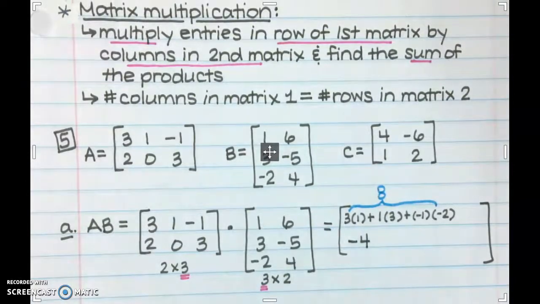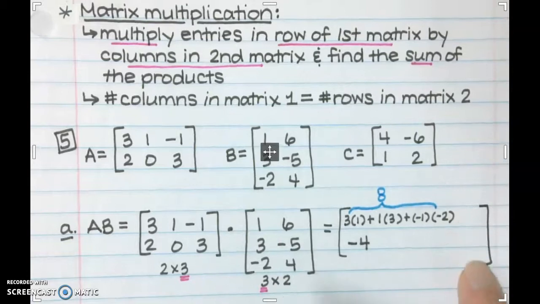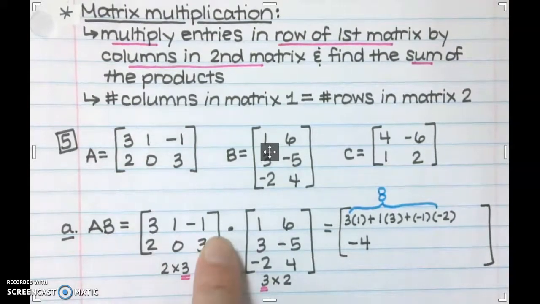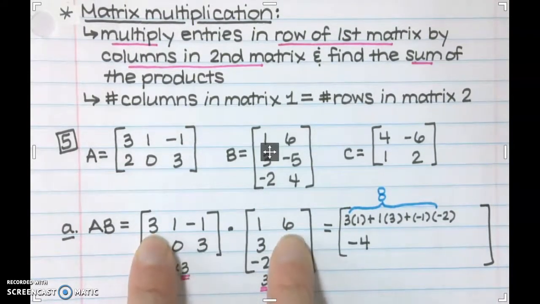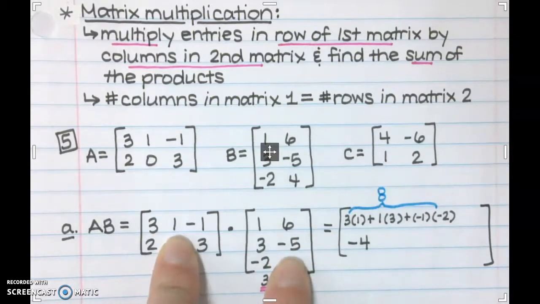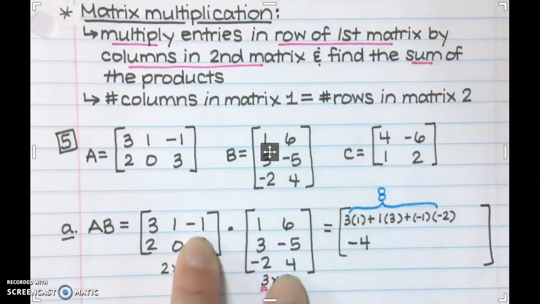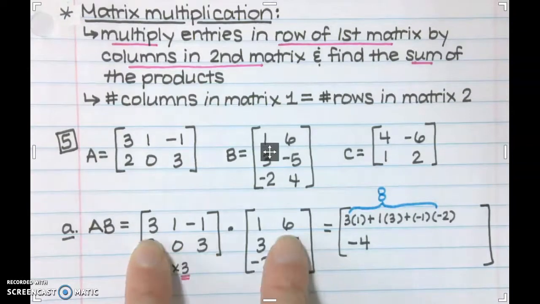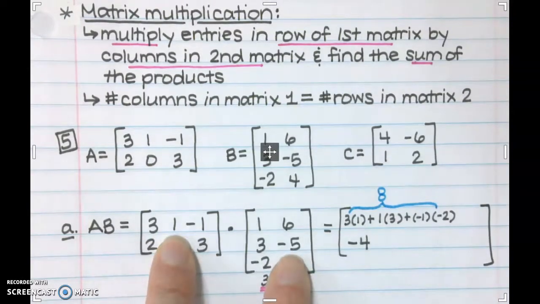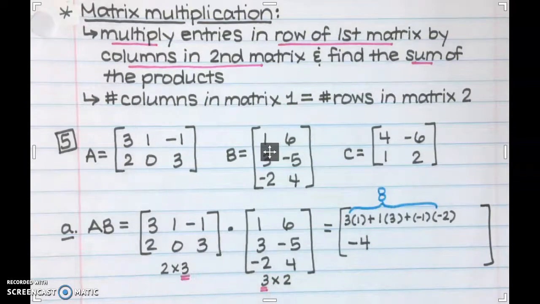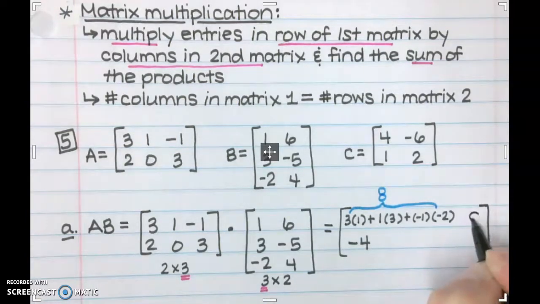And then I'm going to do the same thing again. Now I'm moving to column 2, so we're going to fill in column 2, working across this row and down this column. 3 times 6, 18. Plus 1 times negative 5, so now I'm at 13. Plus negative 1 times 4. Did I say that right? 18 minus 5 minus 4, yeah, that would be correct. That would give me 9.